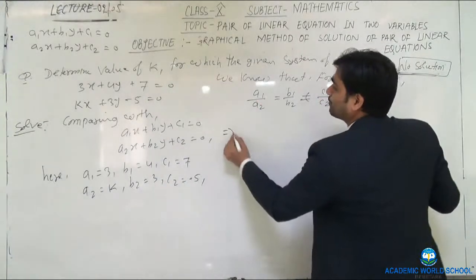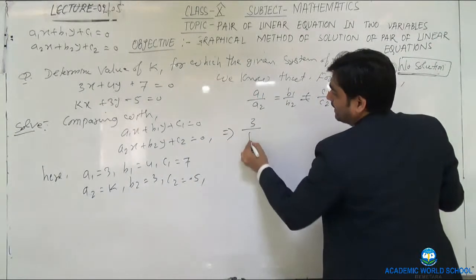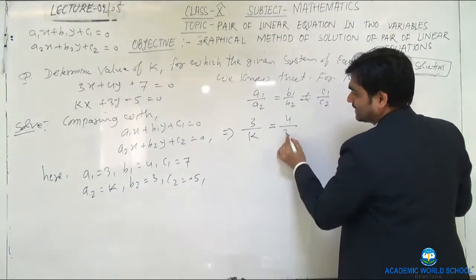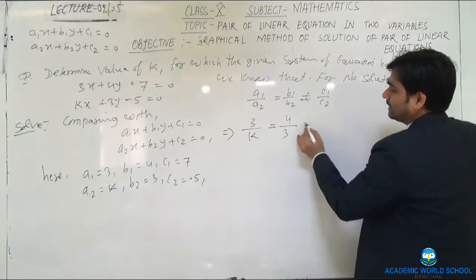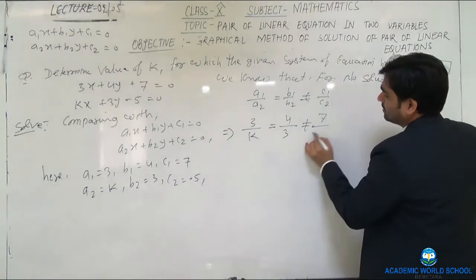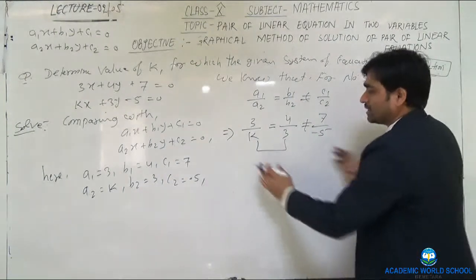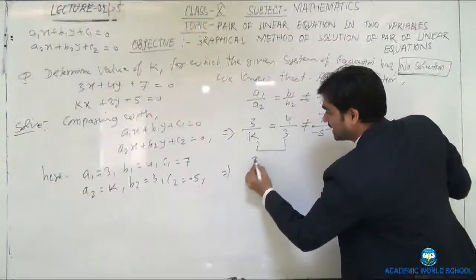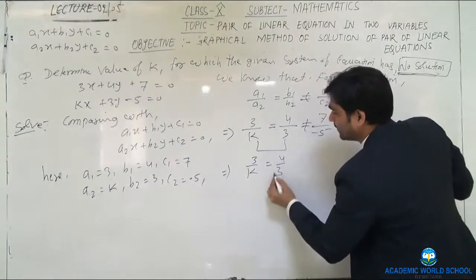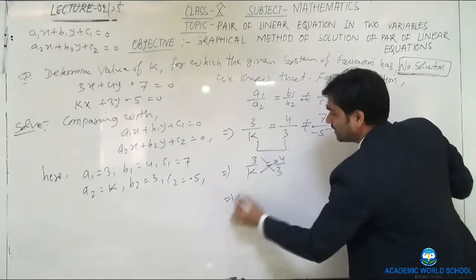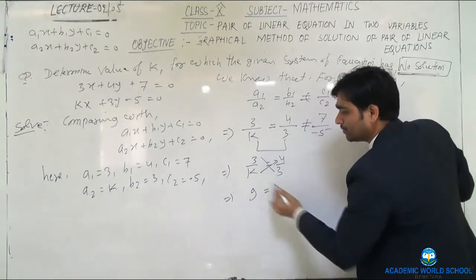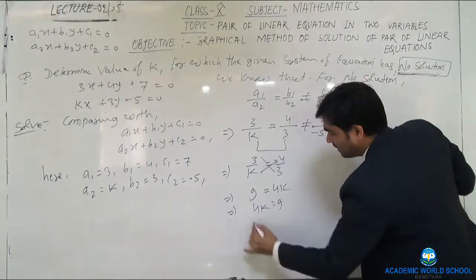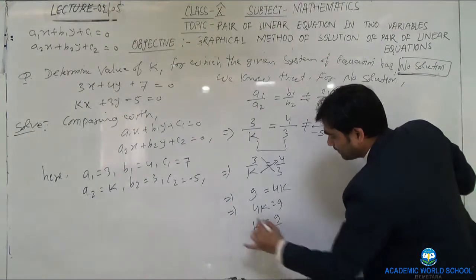So substitute the value. A1 is 3 and A2 is K, equals B1 is 4 and this is 3. This is not equal to this part. If these both are equal, it means that we can solve them. So 3 upon K is equal to 4 upon 3. Simplify: 3 threes are 9 is equal to 4K. So 4K is equal to 9, or K is equal to 9 by 4.